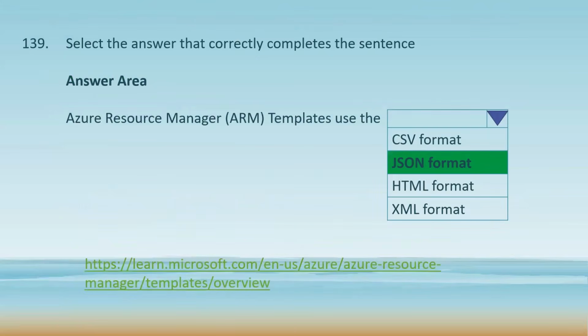ARM template is a JavaScript object notation, which is also called as JSON file, that defines the infrastructure and configuration for your project. The template uses declarative syntax, which lets you state what you intend to deploy without having to write the sequence of programming commands to create it. In the template, you specify the resources to deploy and the properties for those resources.